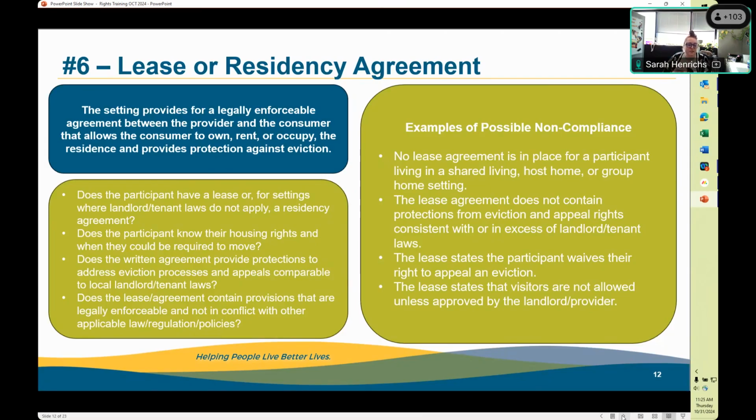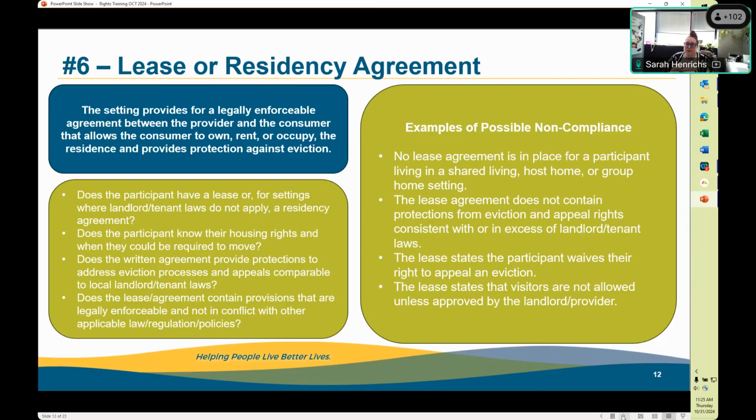And then, does the lease agreement contain provisions that are legally enforceable and not in conflict with other applicable law, regulation, or policy? Something that the final settings rule is clear on is that a lease or a residency agreement can't contain non-enforceable clauses, because a landlord can't just throw anything they want into a lease. And because you signed it to have housing, you're just giving up all of your rights.